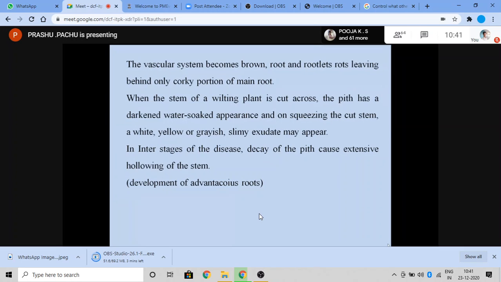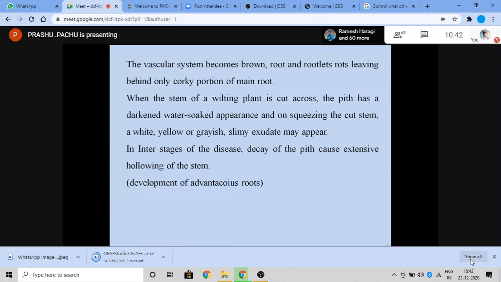You can cut the plant across the stem. You can keep this infected stem inside clear water. You have to see if you find any kind of flowing of whitish fluid or oozing coming from that infected surface, then we can identify this bacterial disease problem in tomato.